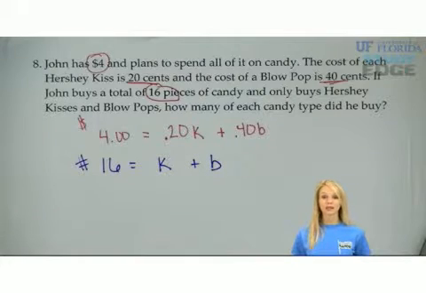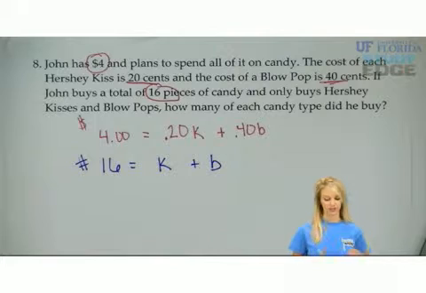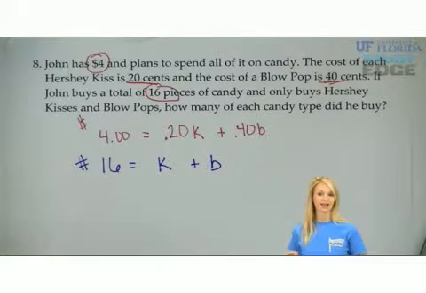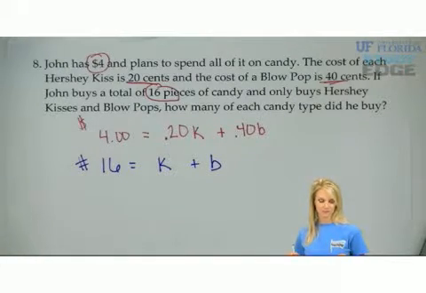We have our two equations. That's all we need to do to get these set up. Now we just need to solve for K and for B. How are we going to do that? Well, we could solve by substitution, or we could solve by elimination. Which one do you guys want to do?